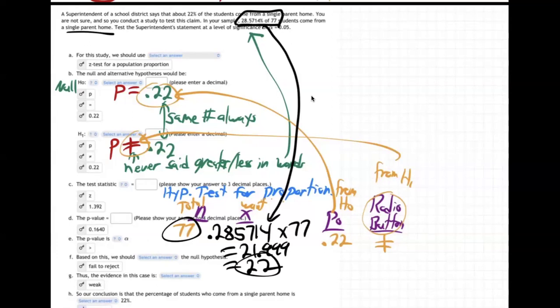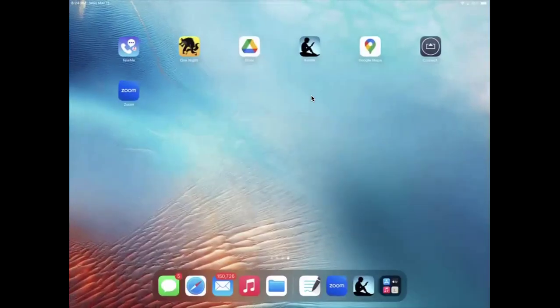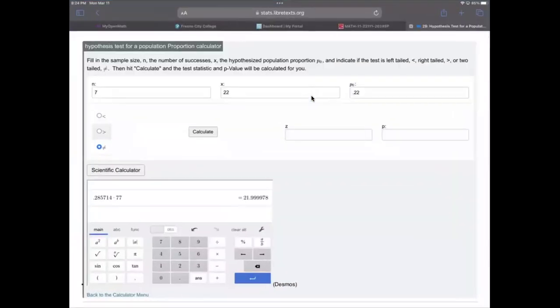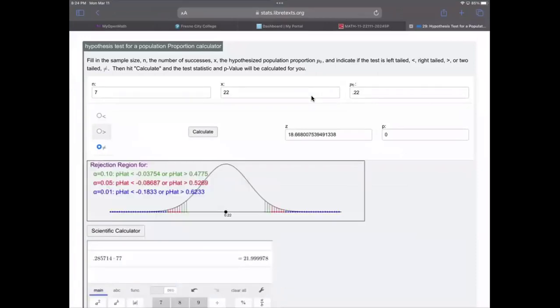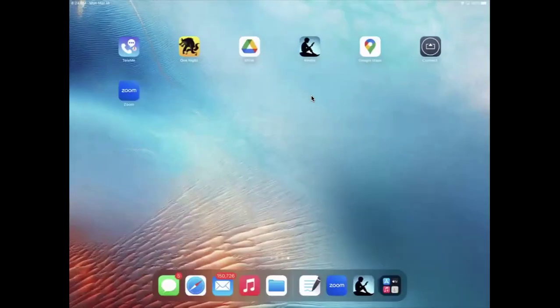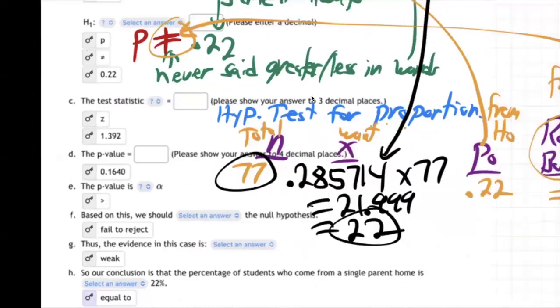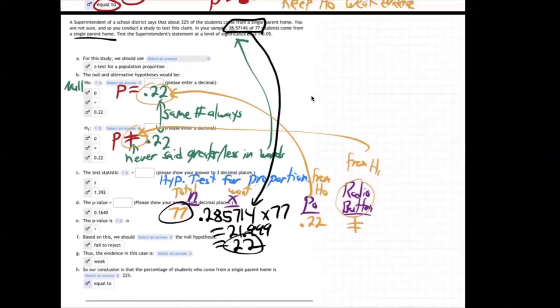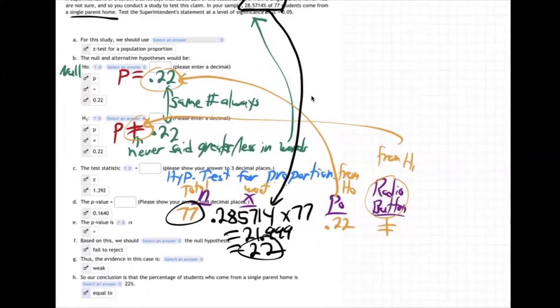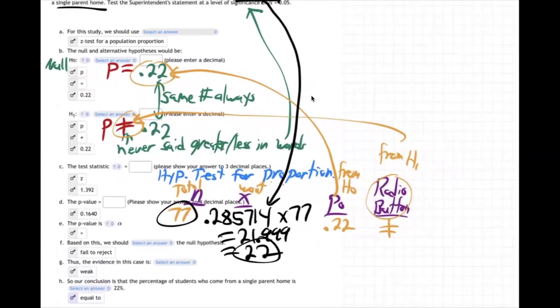So, all right. And so back to the online calculator. So we put in everything, and now we did the radio button for not equal and hit calculate. So there it is. There's our Z and our P. Our P is 0. Our Z is 18.668. Let's go back to it. 18.668. Wait, no, that's different.